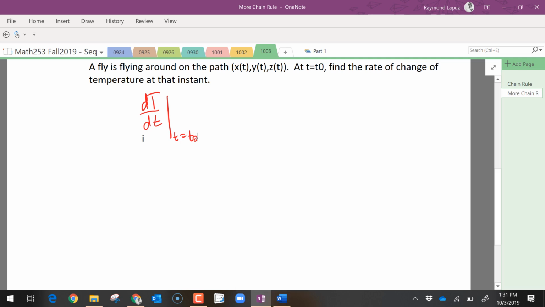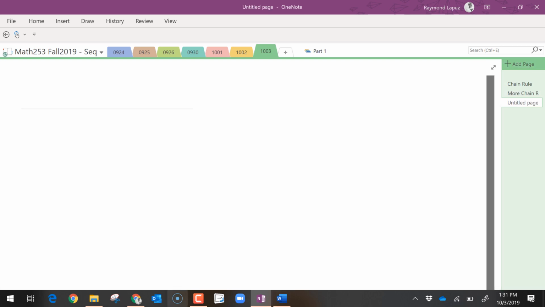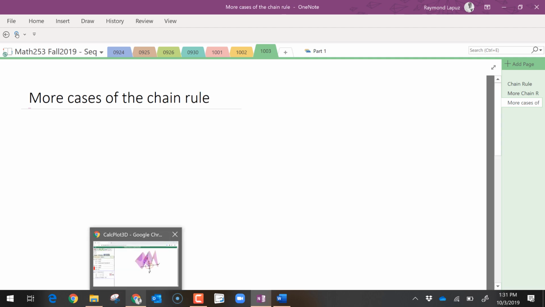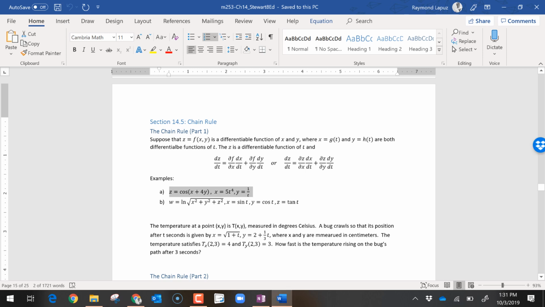All right. So these types of problems end up being just a function of one variable, but we can go more than that if we want. So, more cases of the chain rule. Sounds like a disease. More cases of the chain rule. More cases of the disease.